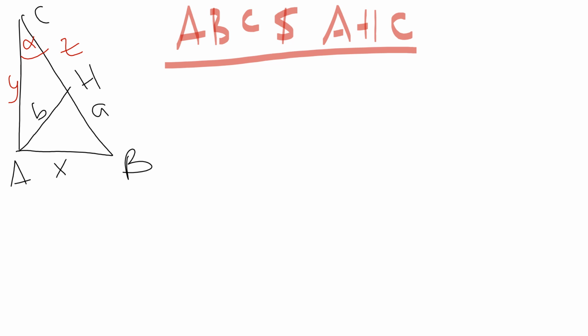What is sine alpha and tan alpha for both of them? Sine alpha for the bigger one, which is ABC, is opposite, which is X, over hypotenuse, which is Z plus A. Now for the smaller one, because this is a 90-degree angle here, for AHC, the opposite is B, and the hypotenuse is Y. Clearly Y is the longest.